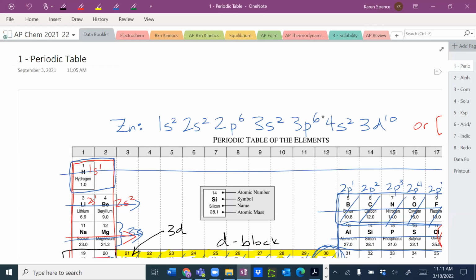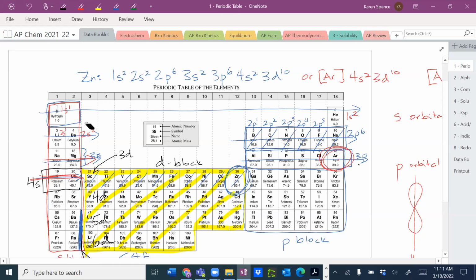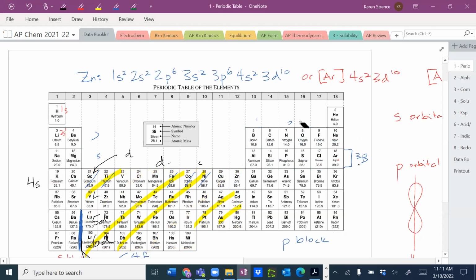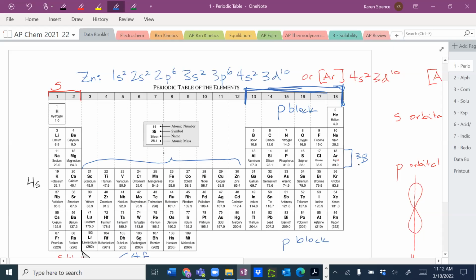oh look, I've written all over this. It is worthwhile going through for yourself. And maybe if I erase all this nonsense, we can do it again. So this right here is our S block. The first two columns are the S block. This over here is our P block. And the stuff in the middle is the D block. The F block is down below, those lanthanides and actinides.